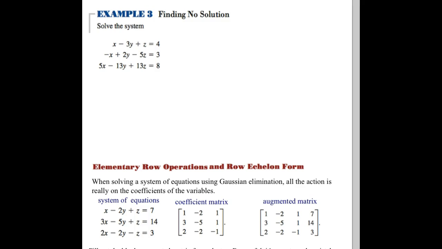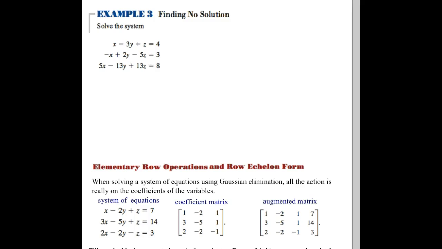All right. Let's try it on this system. What can we do to start getting rid of the x's in equations 2 and 3? Let's start with equation 2. What could we do to get rid of the x's in equation 2? Could we just add equations 1 and 2 together? Wouldn't the x's drop out?